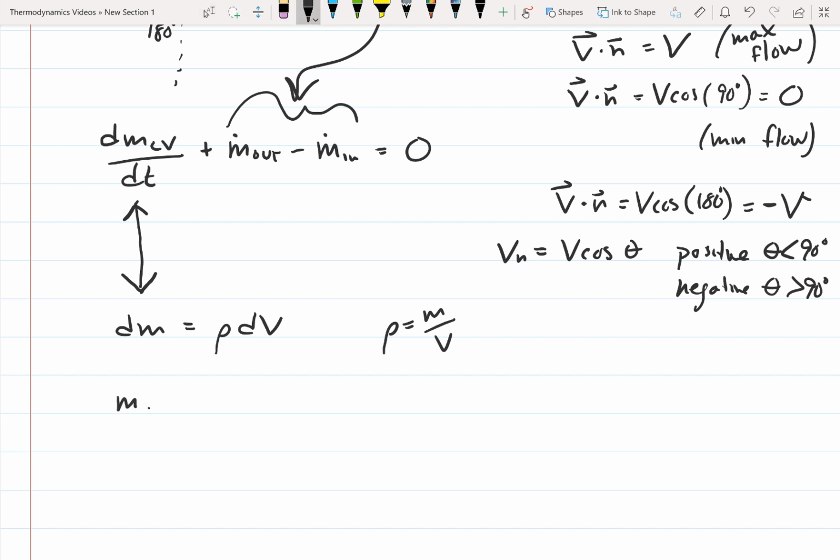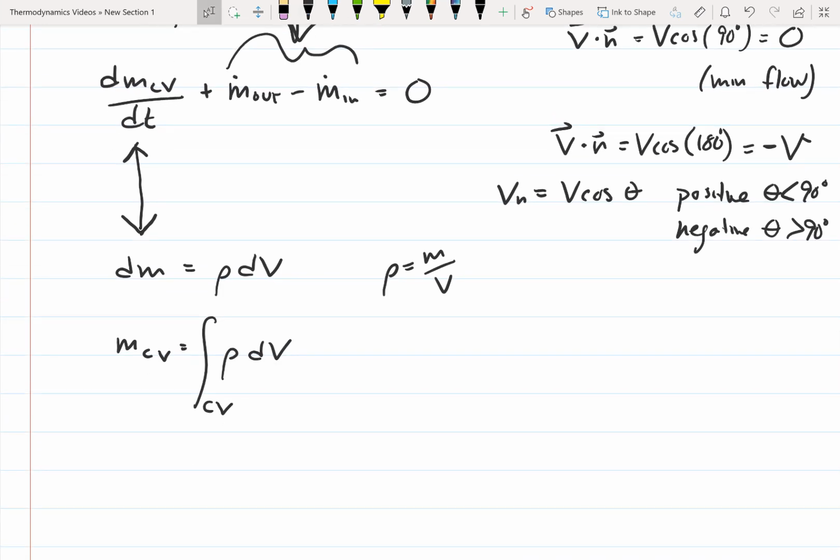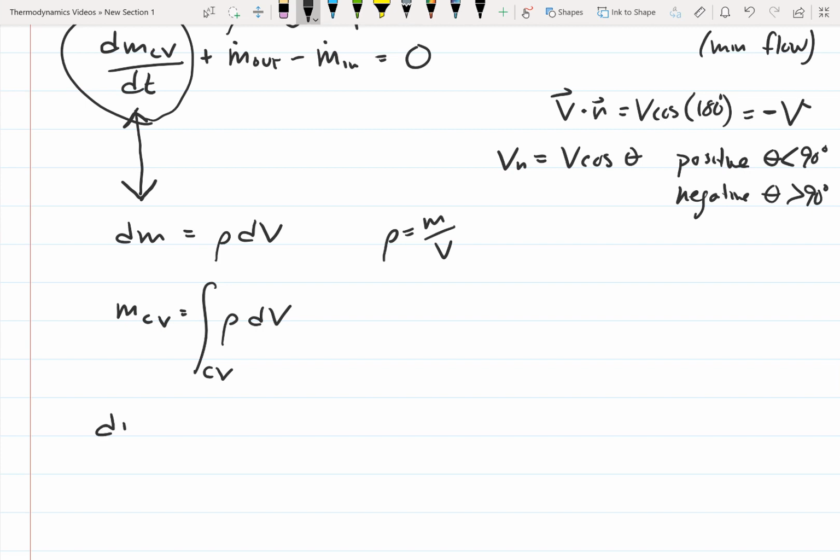So the mass in the control volume is equal to the integral over the control volume of rho dV. Now we have all of the mass in the control volume, but we want to consider how the mass in the control volume is changing with time. That's what we're interested in, this mass balance. So we can say dm cv dt is equal to d dt of the integral over the control volume of rho dV.